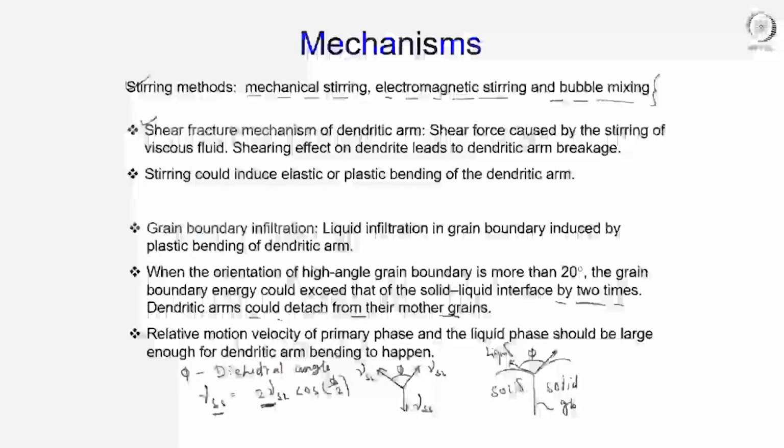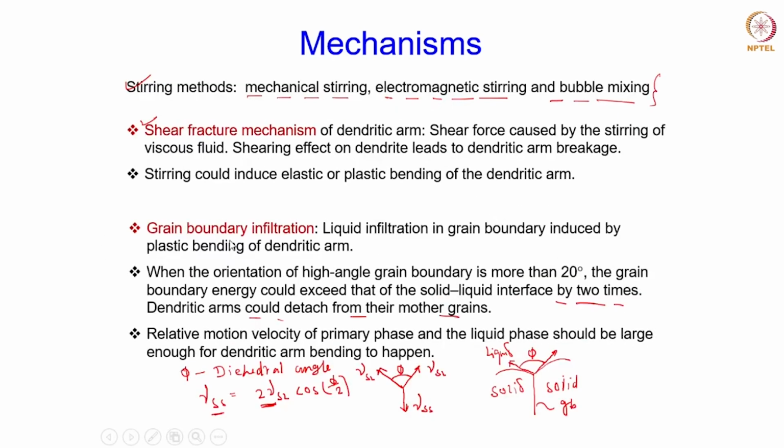So these are the different mechanisms that we have over here. The shear fracture mechanism, for example, is related to the shear force caused by the stirring, and this leads to breakage of the dendrite arms. So this basically breaks the dendrites and multiplies the grains. You can say that this is a grain multiplication mechanism which occurs due to the breaking of the dendrites into smaller fragments, leading to more grains in the melt. That will lead to a higher number of nuclei that will grow into solid.